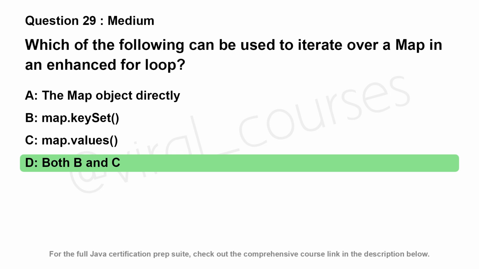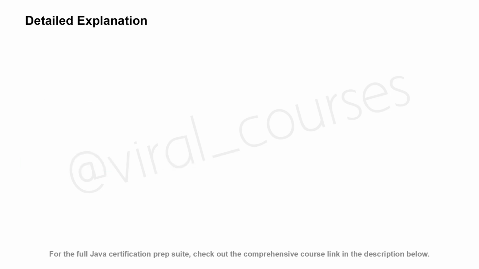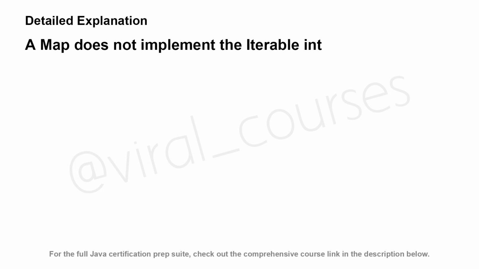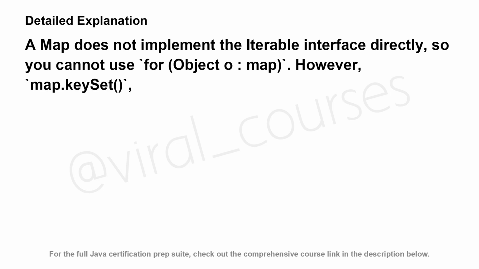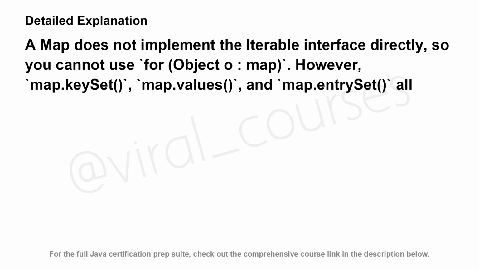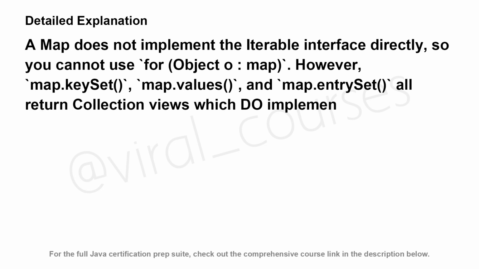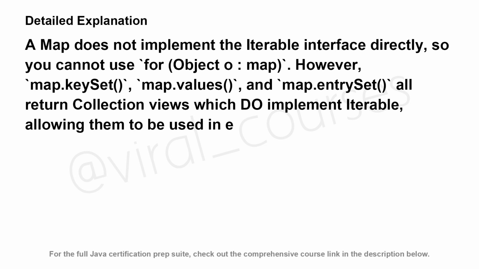The correct answer is D. A map does not implement the Iterable interface directly, so you cannot use the map object itself. However, map.keySet, map.values, and map.entrySet all return collection views which do implement Iterable, allowing them to be used in enhanced for loops.